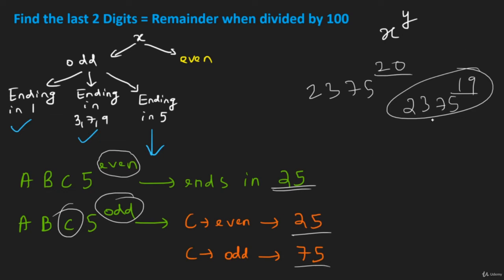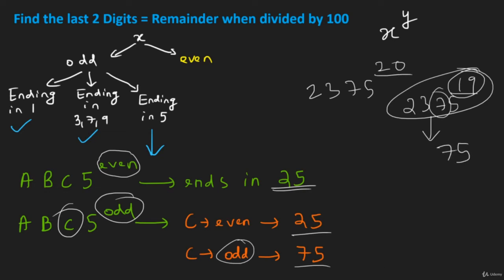So what would be the last two digits over here? You can see that the power is odd, it's 19. So you have to check the previous digit, that's 7 over here. 7 is odd, therefore the last two digits of 2375 to the power 19 would be 75, right?